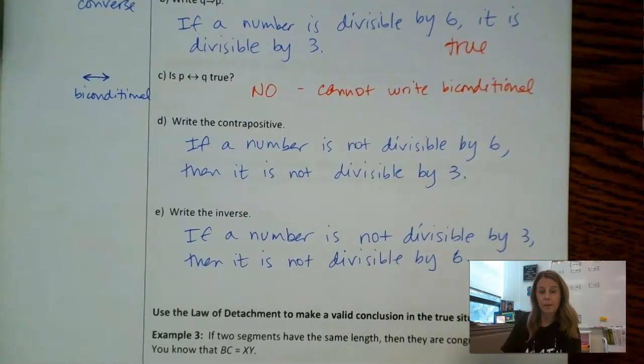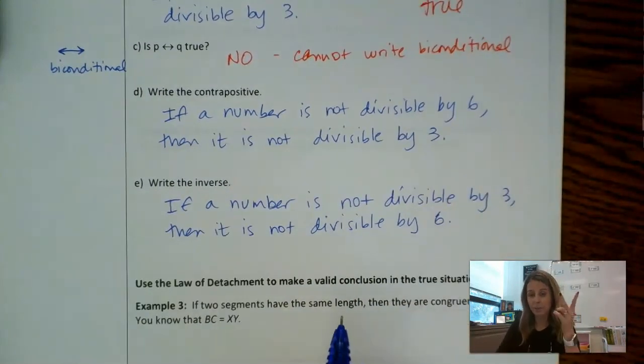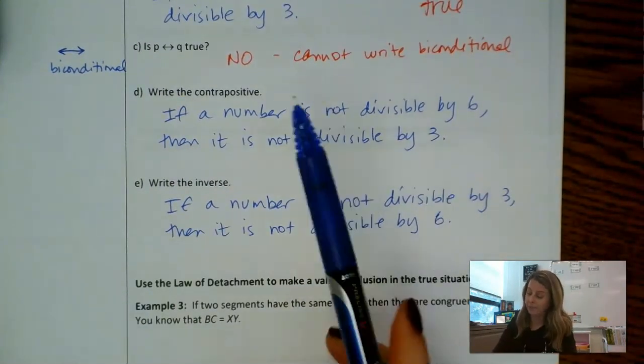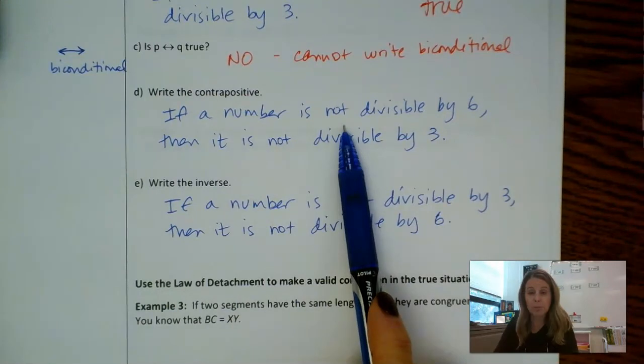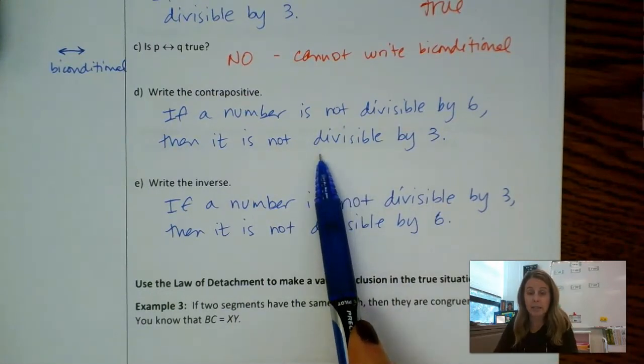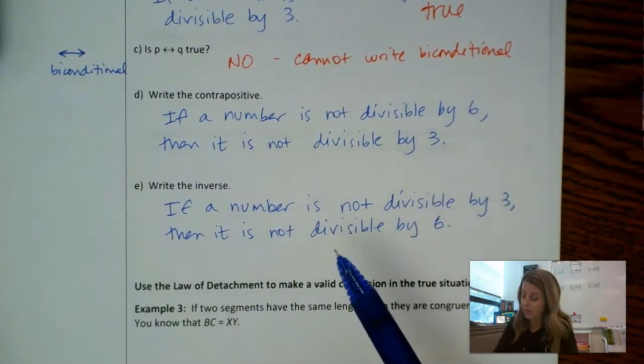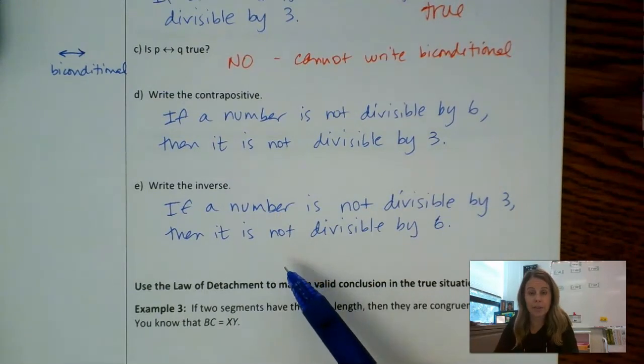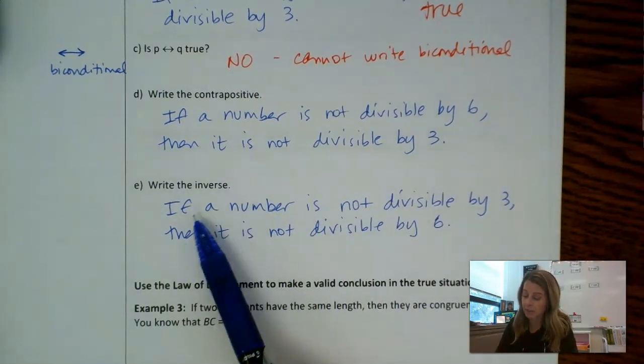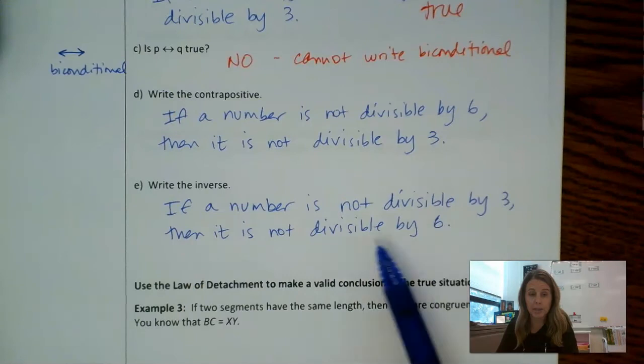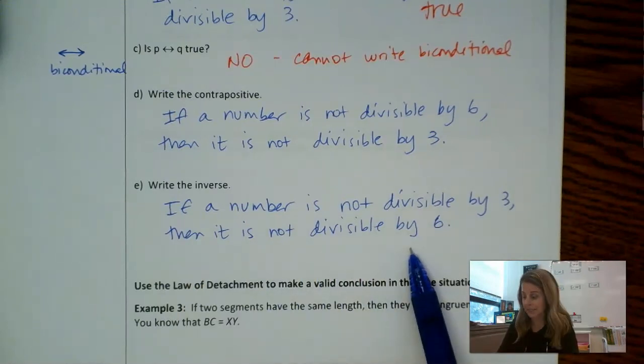Okay, contrapositive. Switch them and make them both not. If a number is not divisible by 6, then it is not divisible by 3. And then the inverse goes back to the original if-then and just makes them not. If a number is not divisible by 3, then it is not divisible by 6.